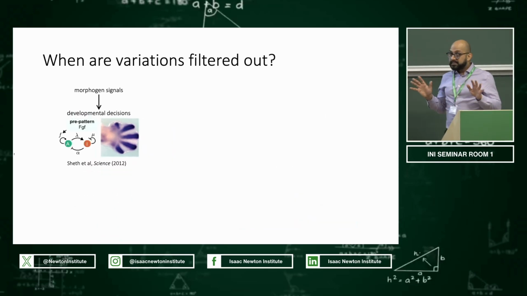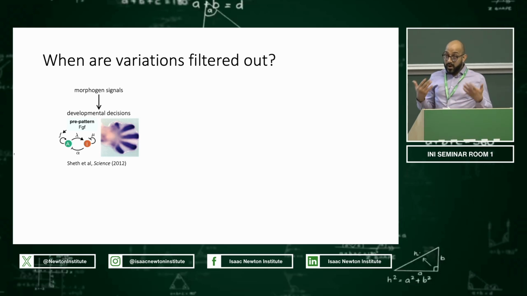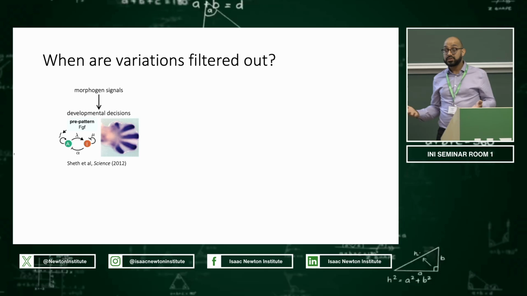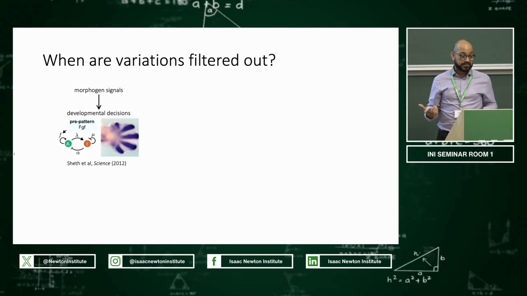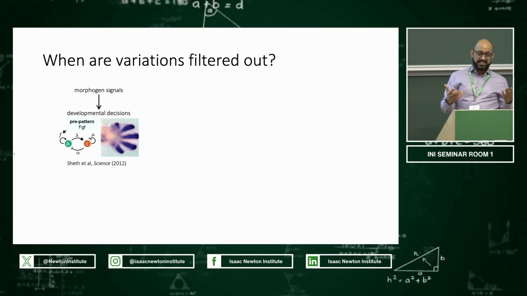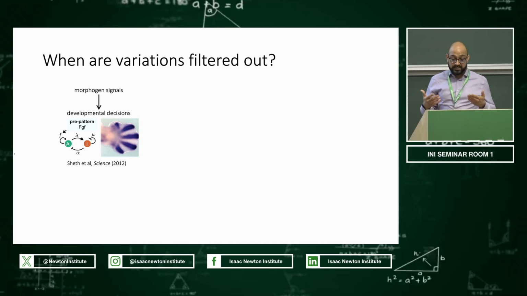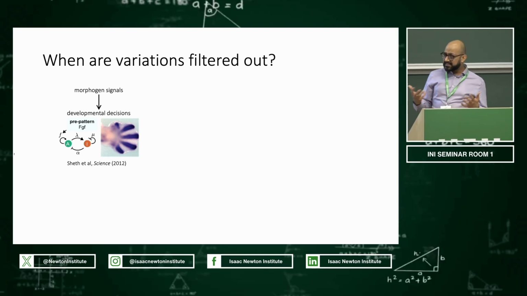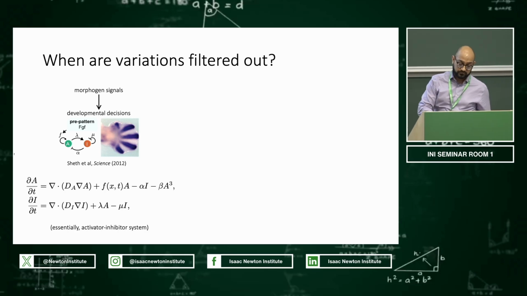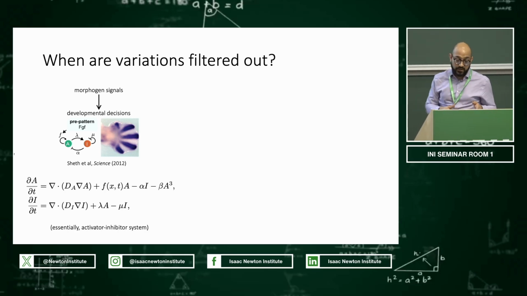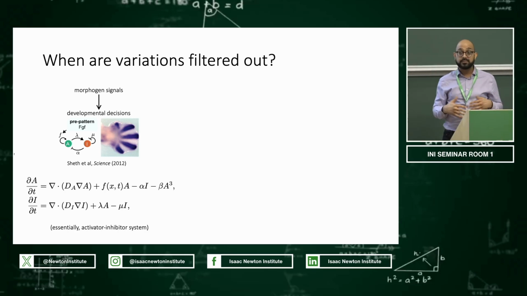And the very simple robustness question that we started thinking about was, when do spatio-temporal variations in the input of a biological system get filtered out of the output of a system? And when do they get reflected in the output? So when does the system ignore them, gain robustness to them, and when does the system incorporate these into its decision making?